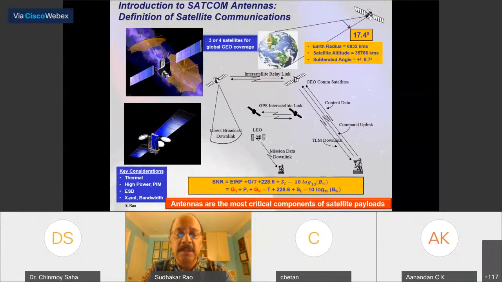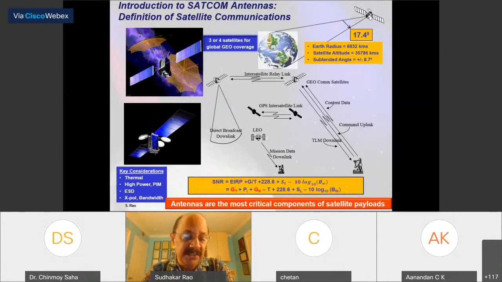PIM is a basic phenomenon where your channels transmit with high power, they interact and generate intermods in the receive band. The receive LNA is very sensitive, so if these high intermods fall into that frequency, then it doesn't work. So you have to make sure the PIM levels are low.